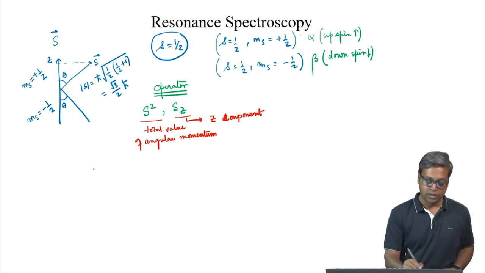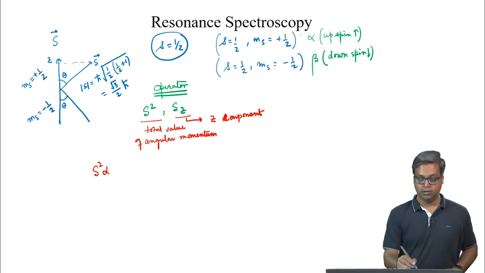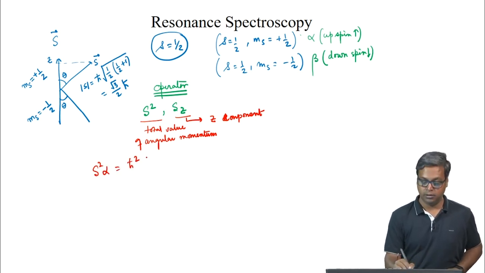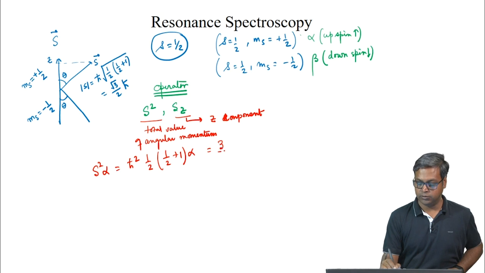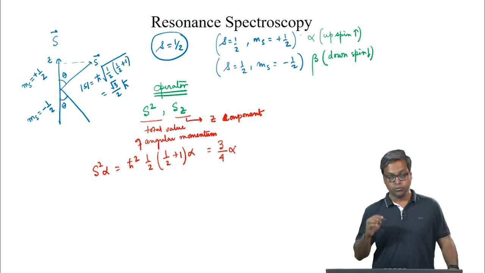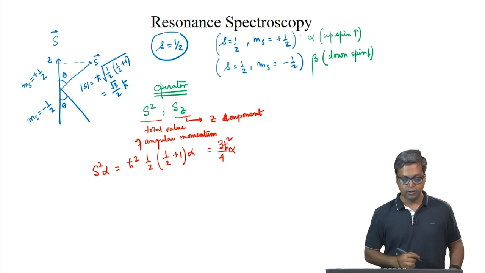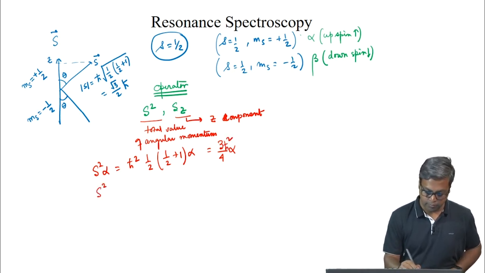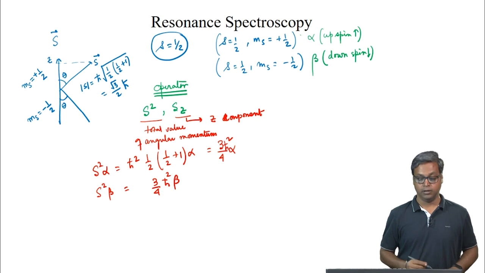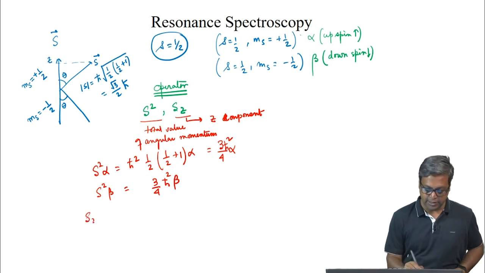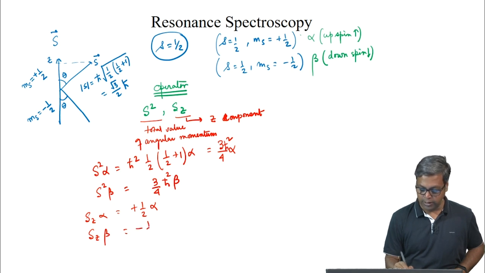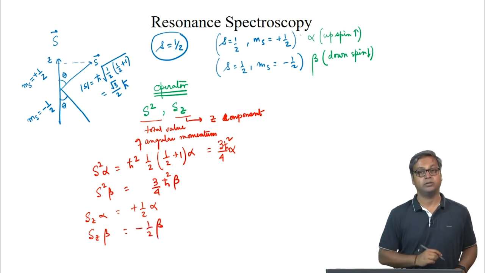So, this S squared alpha is H cross squared, then half times half plus 1 alpha. So, this is 3 by 4 alpha. Similarly, we have H cross squared here. So, similarly, S squared beta equals 3 by 4 H cross squared beta, and for the S z case, S z alpha equals plus half alpha, and S z beta equals minus half beta.